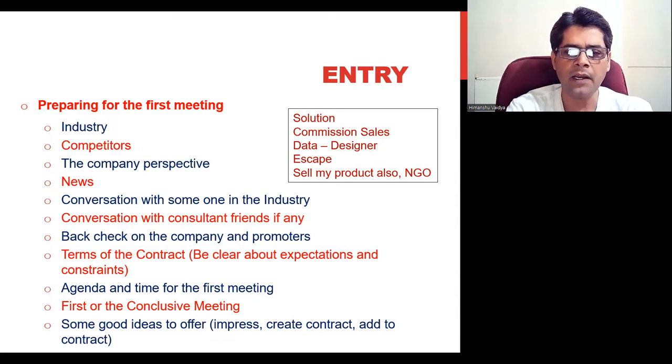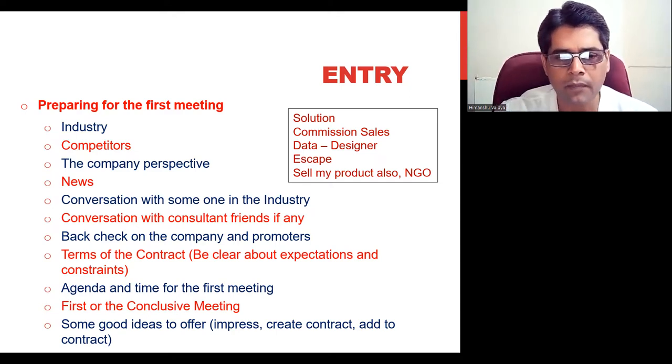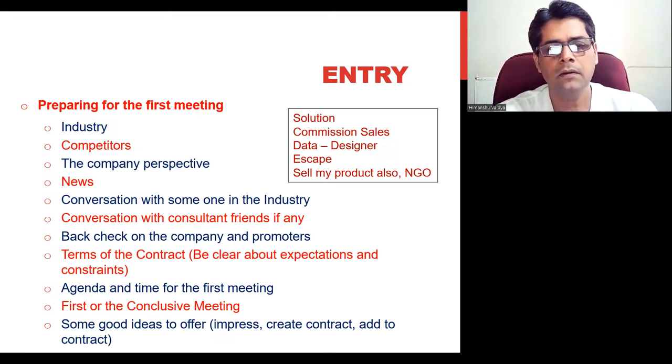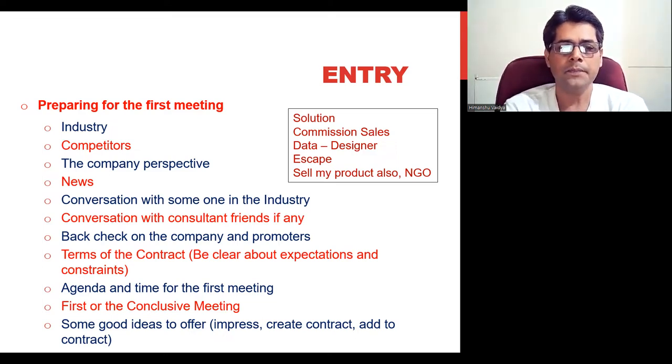Have a clear agenda and time for the first meeting. This is very important in the Indian context, where meetings just go on forever. So have a clear starting time of the meeting and an end time of the meeting and a clear agenda for the meeting. The Indian mind refuses anything structured, so we have to force this structure on the Indian mind.